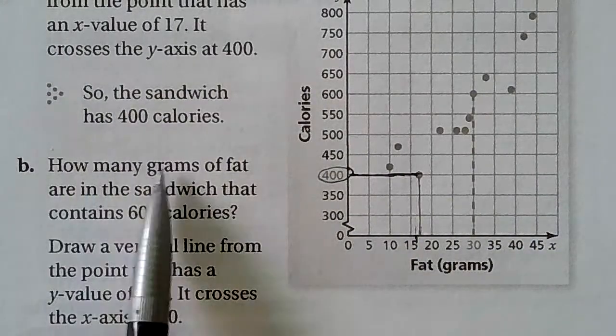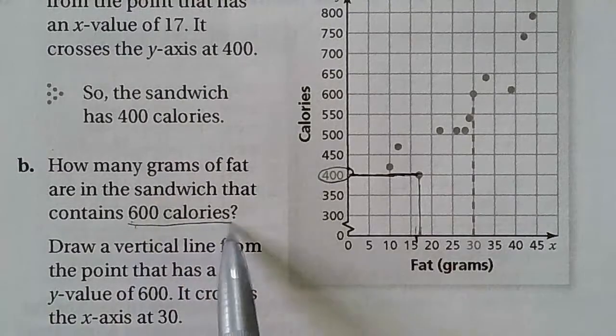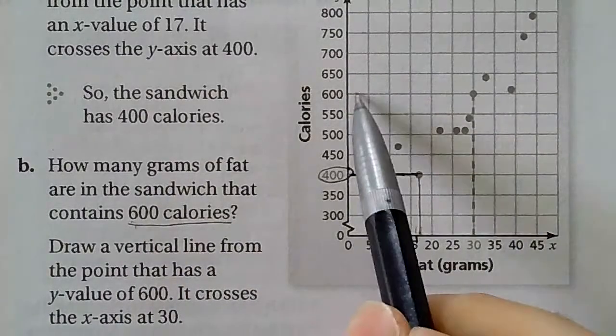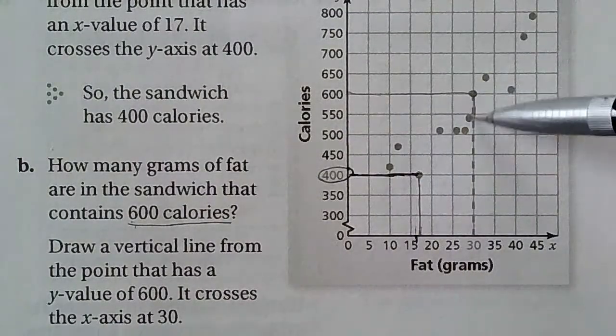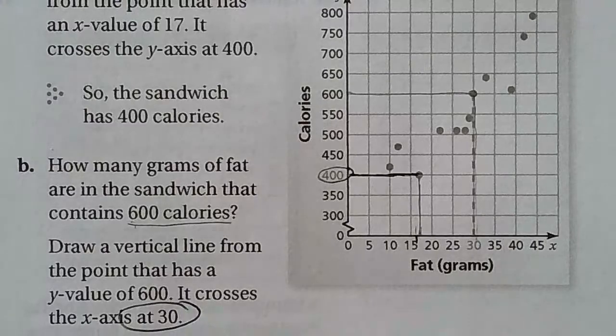Part B, how many grams of fat are in the sandwich that contains 600 calories? Now we're starting with 600 calories, so we start on the calorie side. We go to 600 and trace that line and we get to this point. That point corresponds with 30 grams of fat. So we would say there are 30 grams of fat for 600 calories at that restaurant.